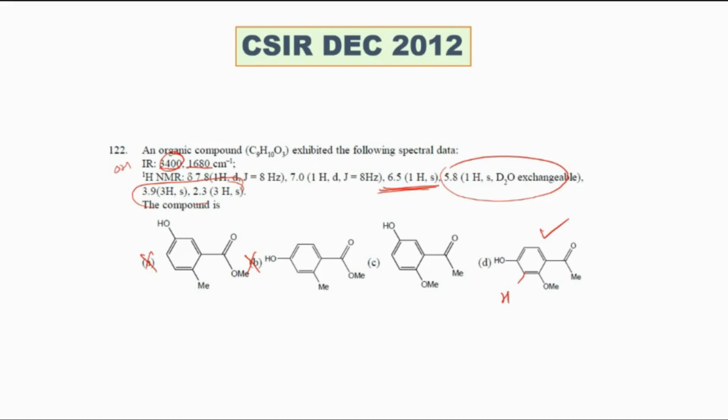Here this hydrogen will not be shielded because you have a minus R group and a plus R group, so it will be a bit deshielded. That is the reason. Very good, ma'am. I appreciate it. So option D is the right answer.